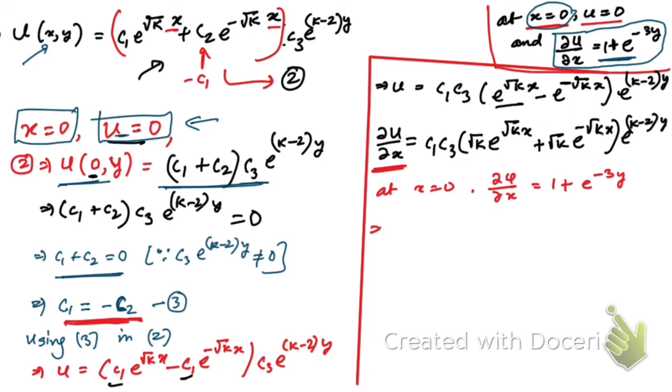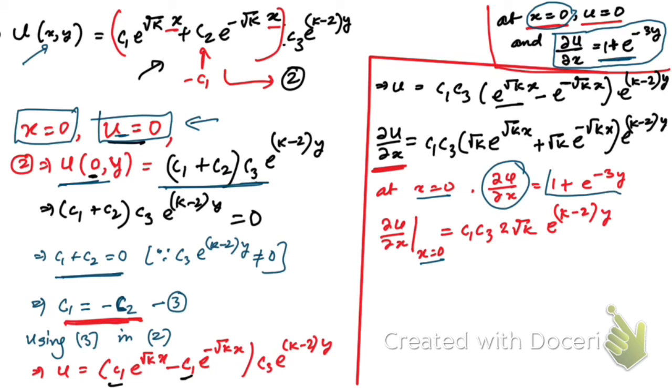So at x is equal to 0, we can write del u by del x at x is equal to 0 gives c1 c3 into 2 root k into e to the power k minus 2 into y. That's what we get. And you see, at x is equal to 0, its value is this.